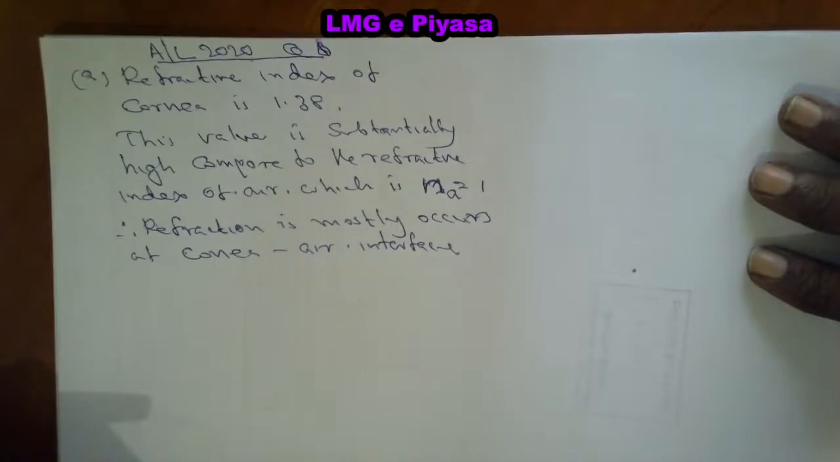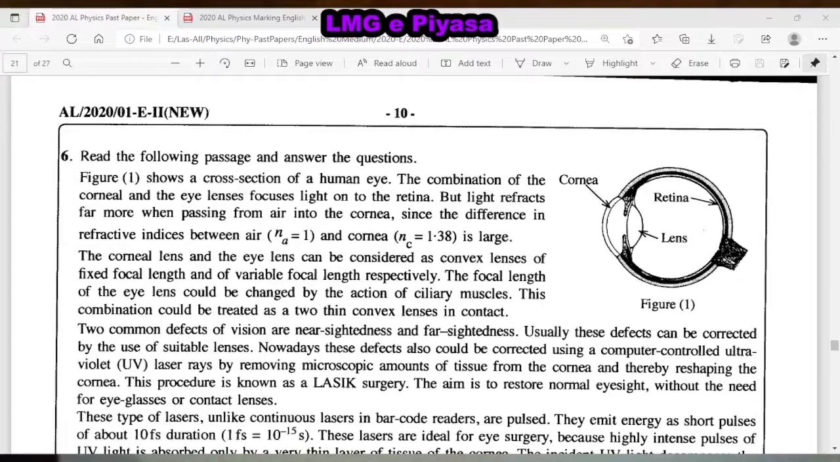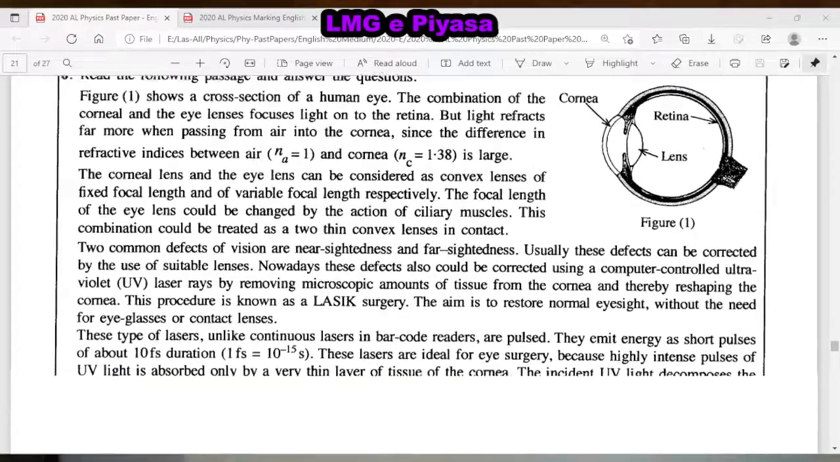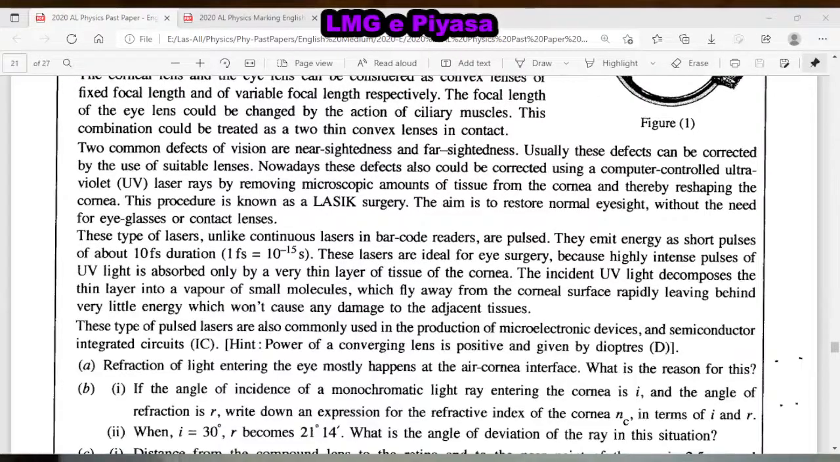Then let's see next part. The angle of incidence of monochromatic light ray enters cornea is I and angle of refraction is R. Write down expression for the refractive index of the cornea N_C in terms of I and R. That part is very easy, no? That is very easy part.